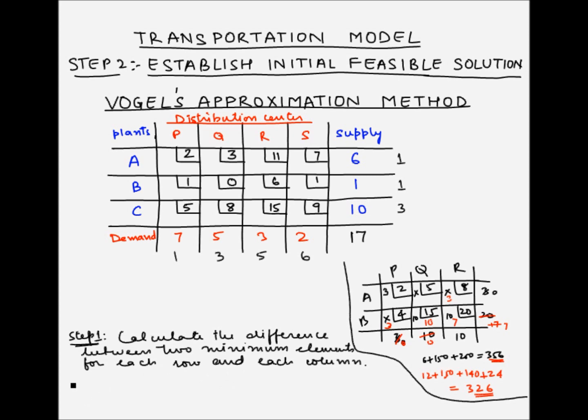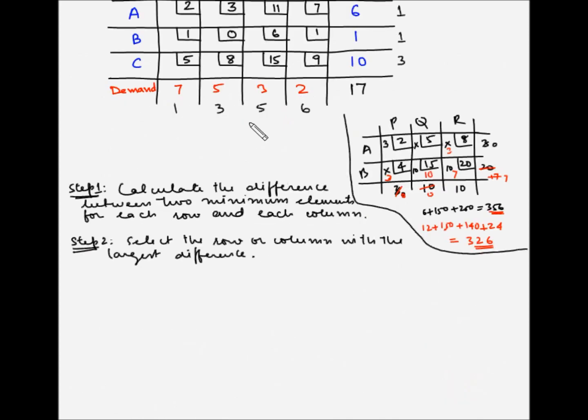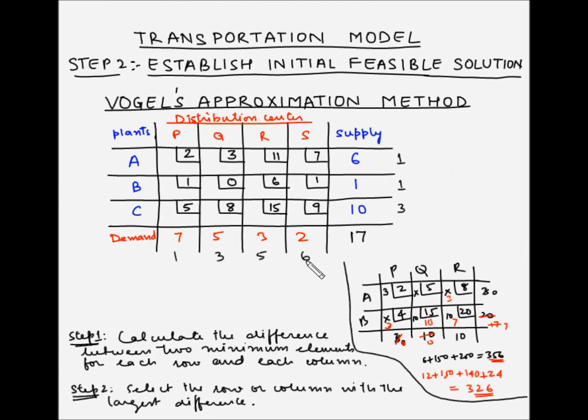Now step 2 says that select the row or column with the largest difference. So here the largest difference is 6, which is for column S. So we completed step 2.